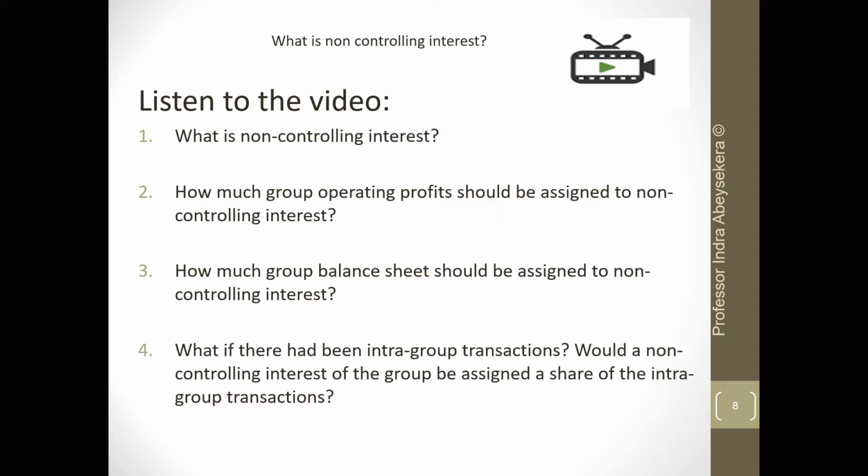So I'll play this video for you to understand what is non-controlling interest, and once you're watching the video, think about what is non-controlling interest, how much group profits should be assigned to non-controlling interest, and how much of the group balance sheet should be assigned to non-controlling interest. What if there had been an intra-group transaction? Would a non-controlling interest of the group be assigned a share of the intra?